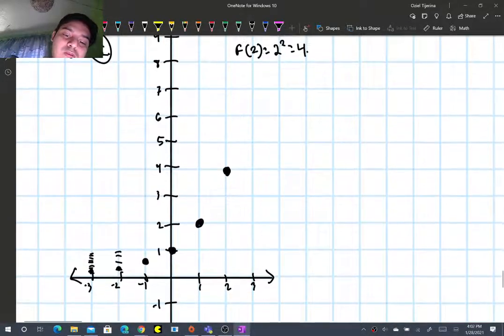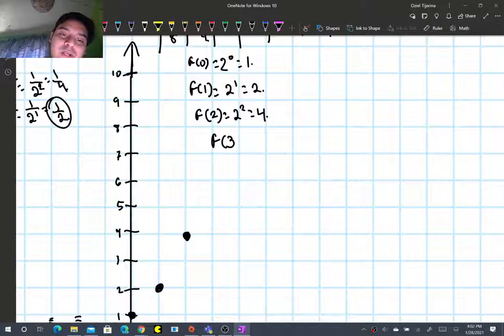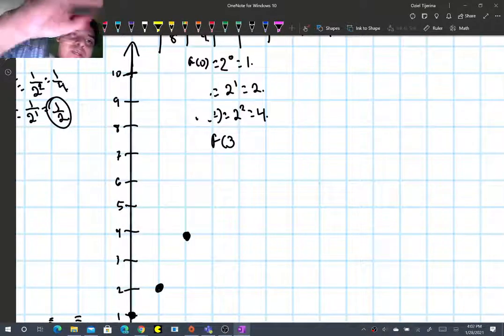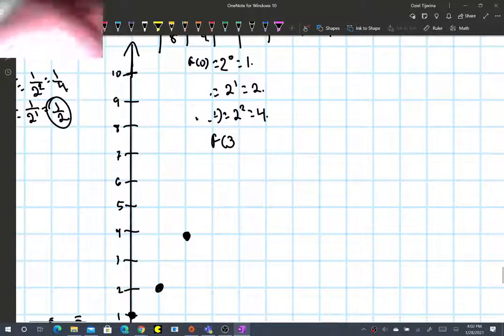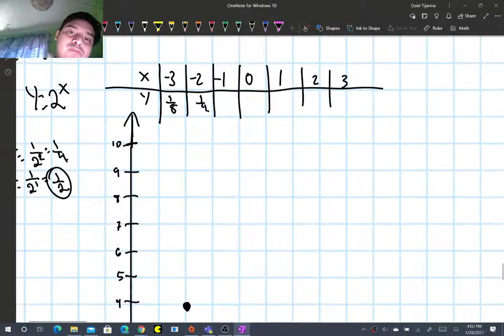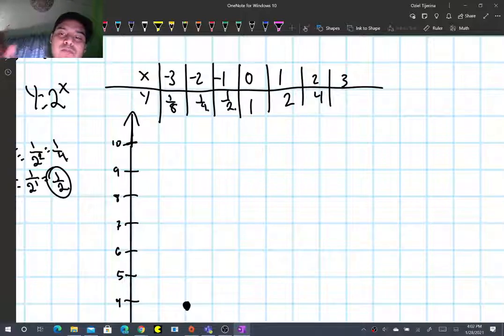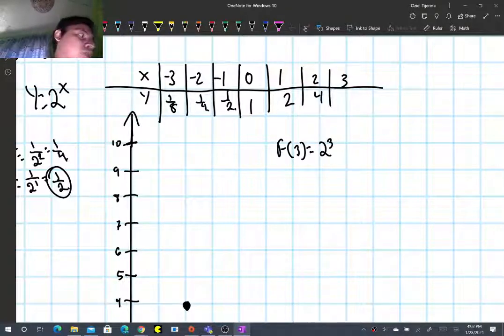And then when x equals 3, f of 3, I can just go ahead and erase these out. So this is 1, this would be 1/2, this would be 2, this would be 4, and then f of 3, I would say 2 to the third power, which is 8, okay?